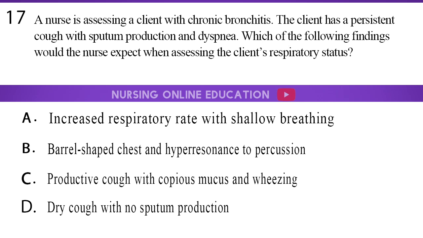A. Increased respiratory rate with shallow breathing. B. Barrel-shaped chest and hyperresonance to percussion. C. Productive cough with copious mucus and wheezing. D. Dry cough with no sputum production.